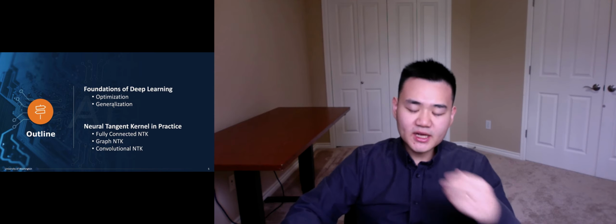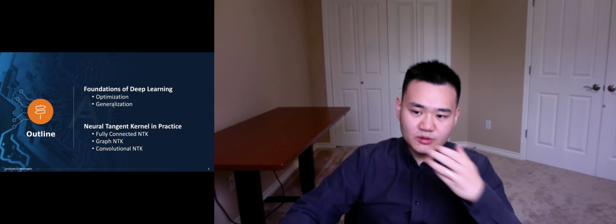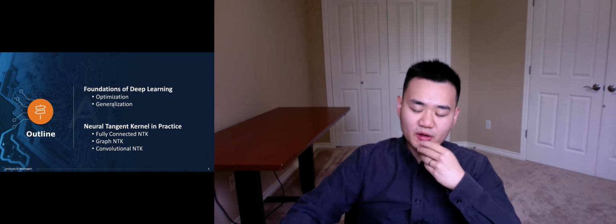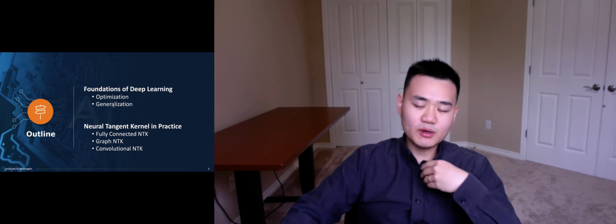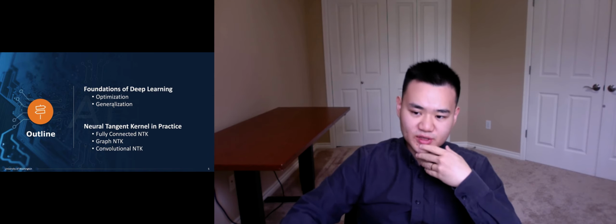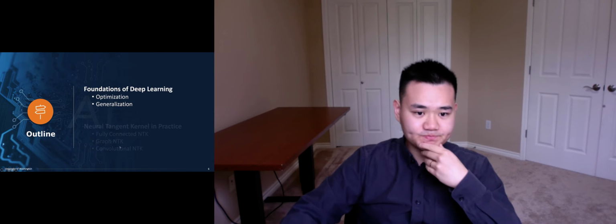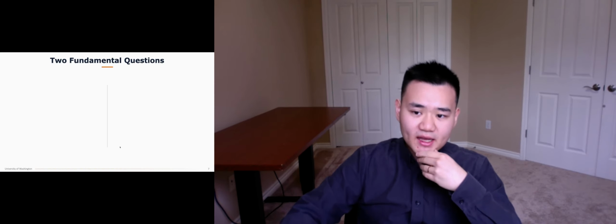And in the second part, I'll talk about this new kernel, the neural tangent kernel, and how it behaves in practice. So I'll talk about 3 examples: the fully connected neural tangent kernel, the graph neural tangent kernel, and the convolutional neural tangent kernel. So let's begin.